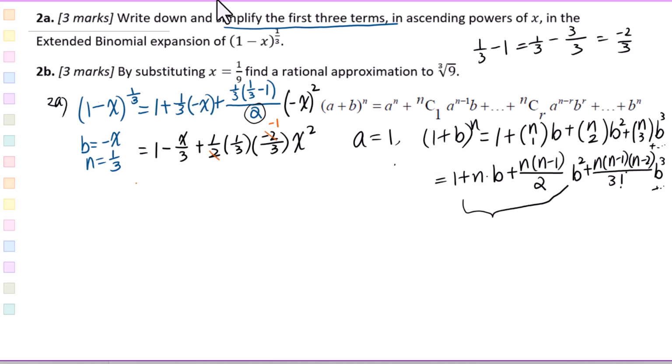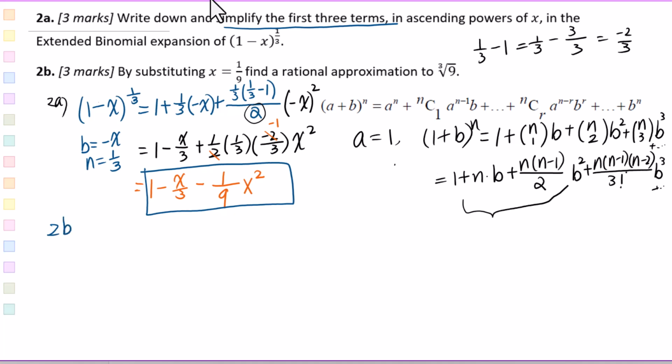Simplify. Then rewrite: 1 minus x over 3. Only one negative, so minus. Numerator is 1. Denominator is 9, x squared. This is the solution to 2a.